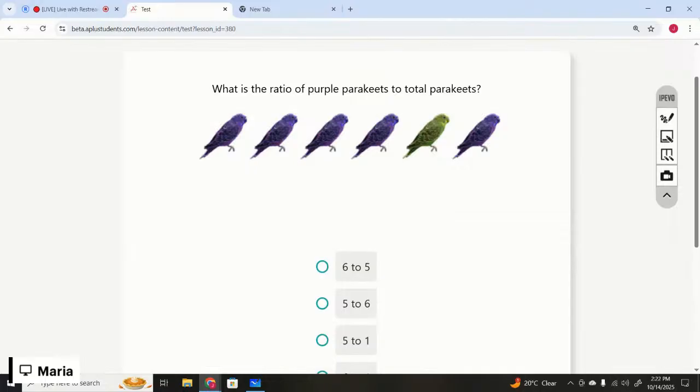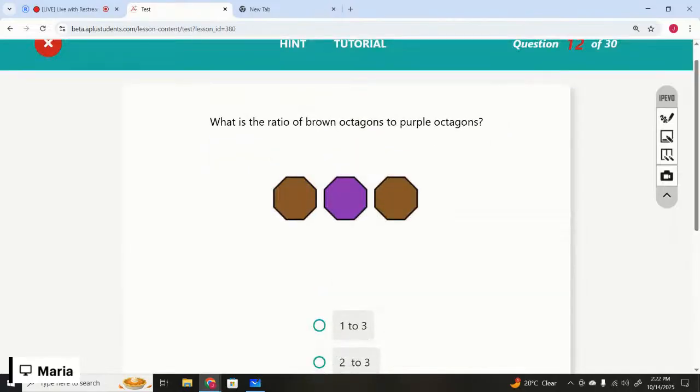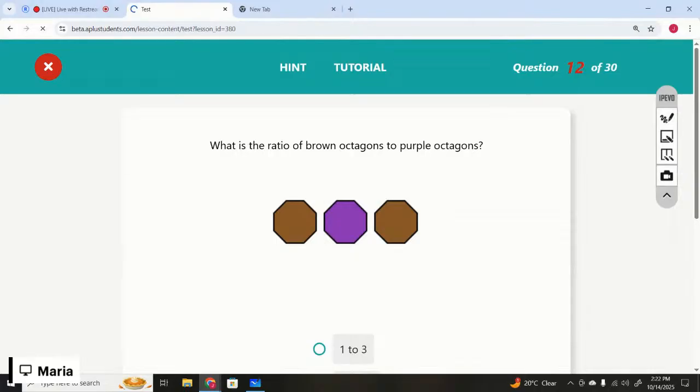What is the ratio of the purple parakeets to total parakeets? So you have one, two, three, four, five purple to 6. Option 2 is the correct option. Okay, you can complete the lesson by yourself later today. Let me move to the next lesson.